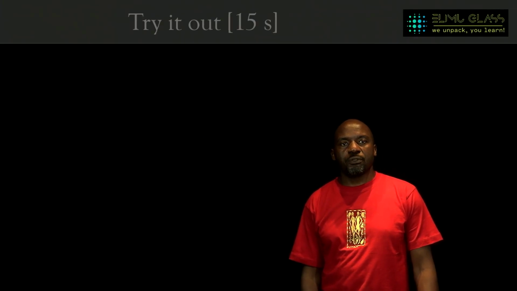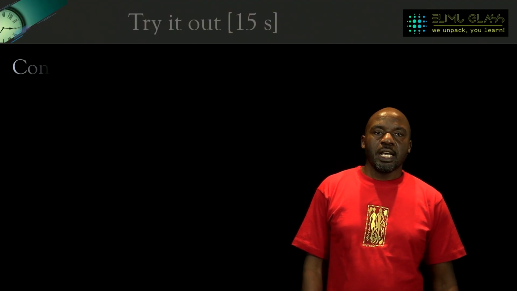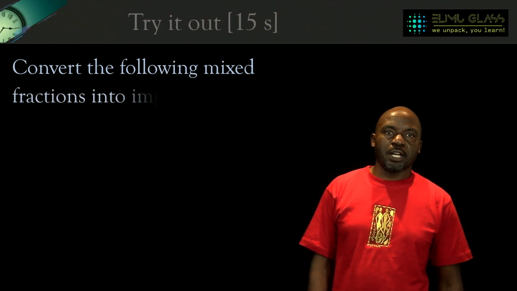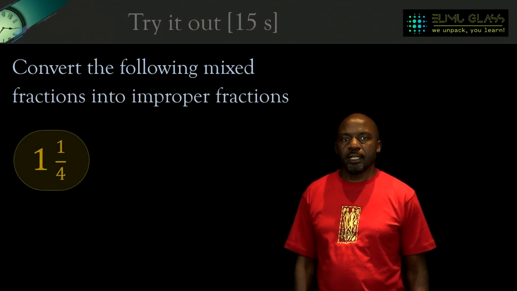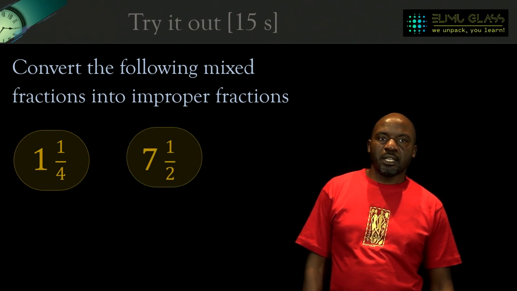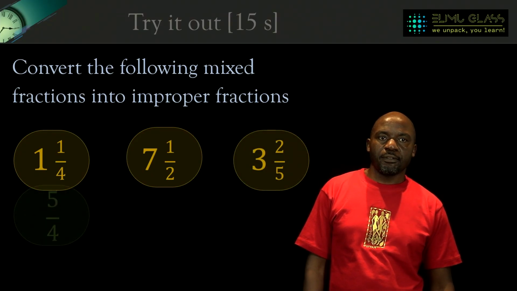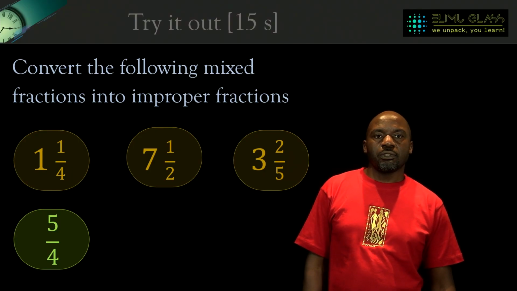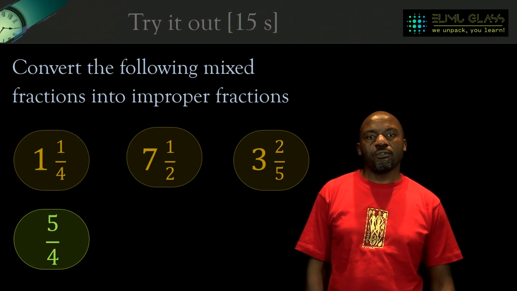Now here are some questions for you to try out. What you will want to do is to just pause the video and try them out. Convert the following mixed fractions into improper fractions. Here is 1 and 1 over 4. Here's another one, 7 and a half. 3 and 2 over 5. That's the answer to that. So pause the video and solve them, and then check these answers to see if you've got them right.